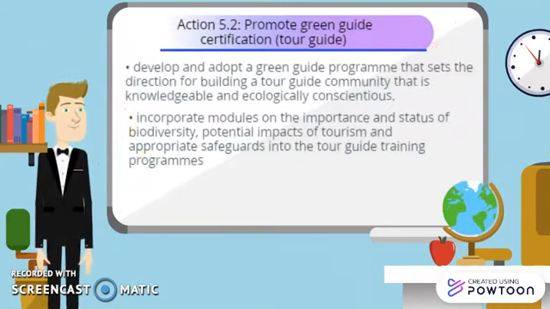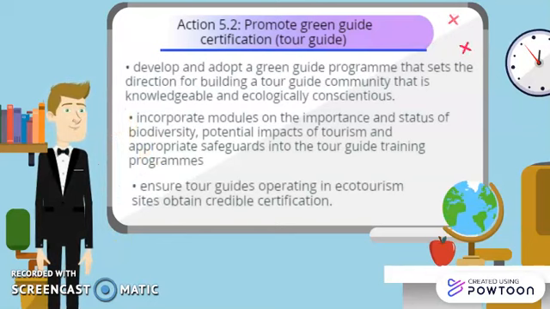Action 5.2. Promote Green Guide certification, especially Tour Guide. Develop and adopt a Green Guide program that sets the direction for building a Tour Guide community that is knowledgeable and ecologically conscious. Incorporate modules on the importance and status of biodiversity, potential impact of tourism, and appropriate safeguard into the Tour Guide training program. Ensure Tour Guide operating an ecotourism site obtain credible certification.